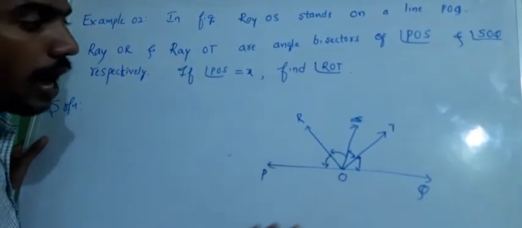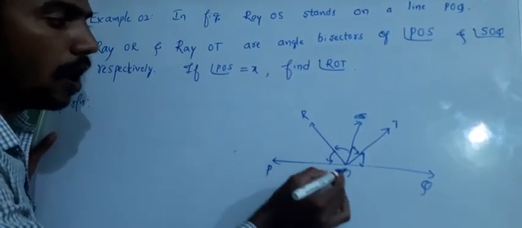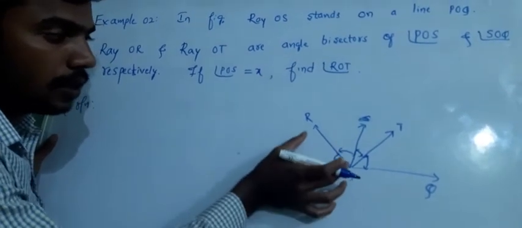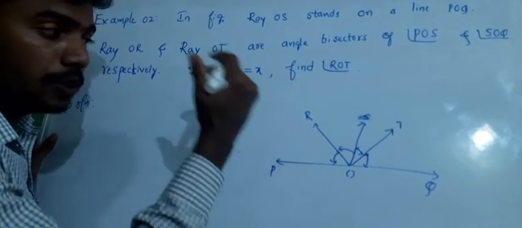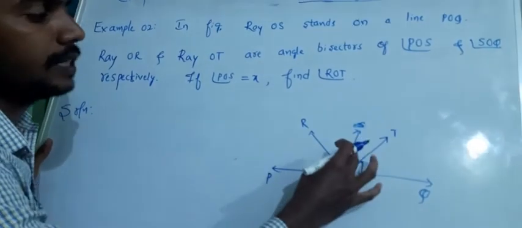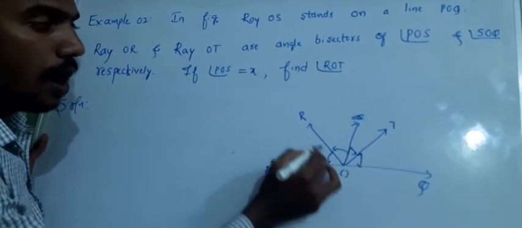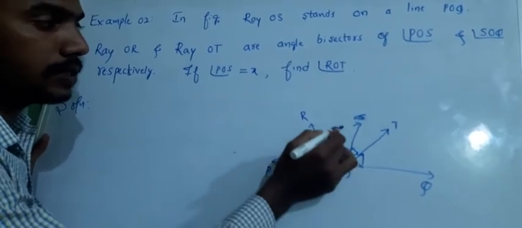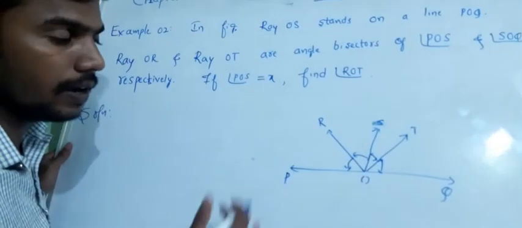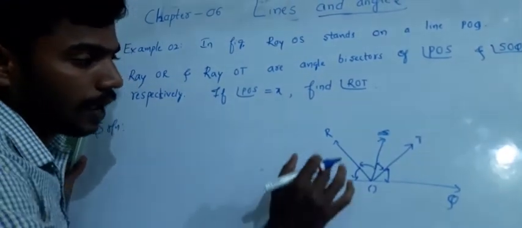OR and OT are the 2 rays which bisect the 2 angles. Which angles? That is POS. OR bisects POS, that is, it is an angle bisector, which means it is going to bisect the angle into 2 equal halves. See, if this angle is 120 degrees, then POR is equal to 60 degrees, ROS is equal to 60 degrees. In that way, it is going to bisect the angle. So OT is bisecting SOQ.